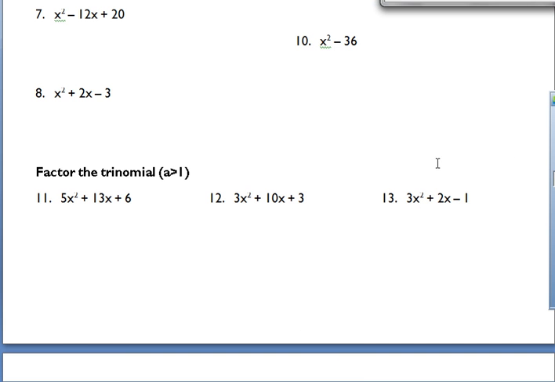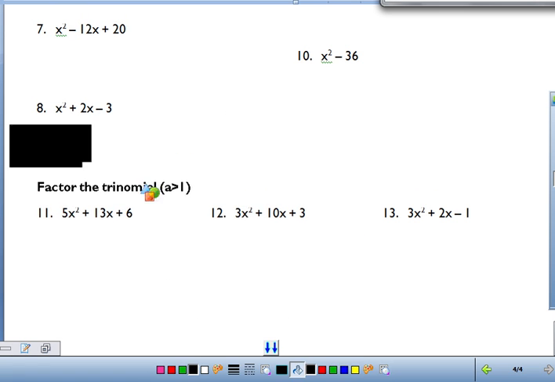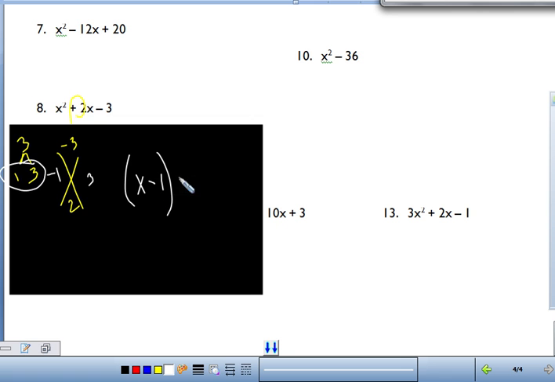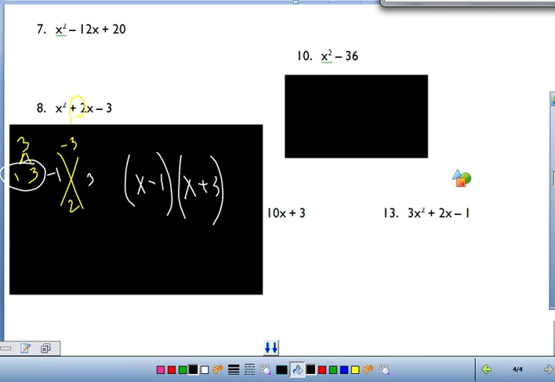Let's look at number 8 real quick. Product of first and last, that's 1 times negative 3. Middle term in the bottom. And I can see that that's going to be 1 and 3 with the negative 1. Negative 1 plus 3 gets me the 2. Multiplied gets me the negative 3. And we'll come over here, do number 10 real quick.